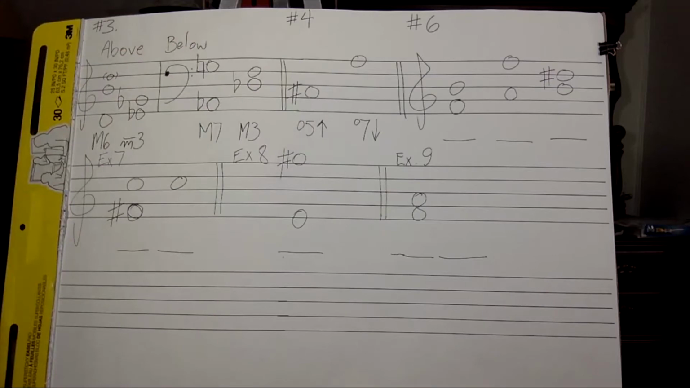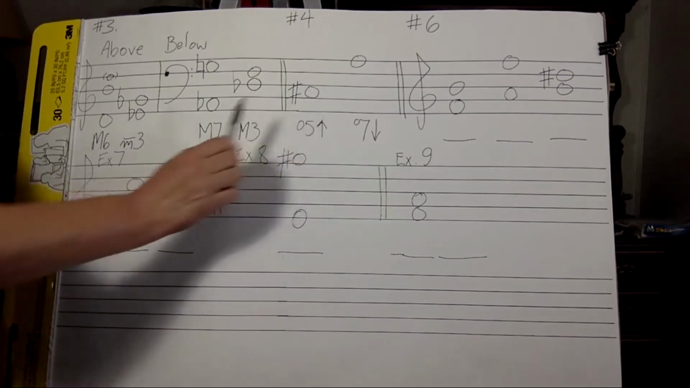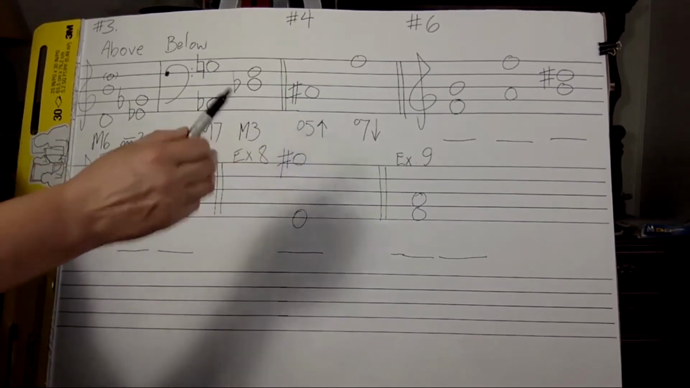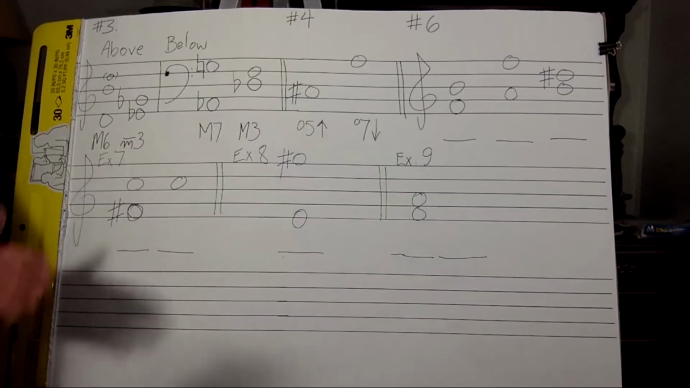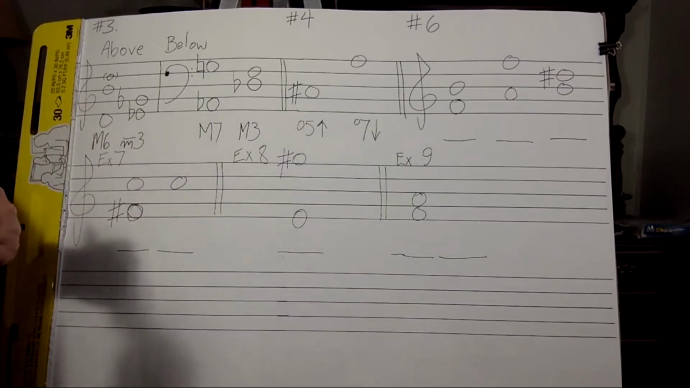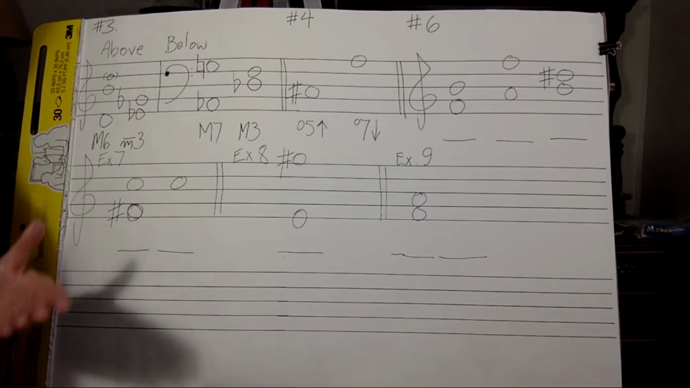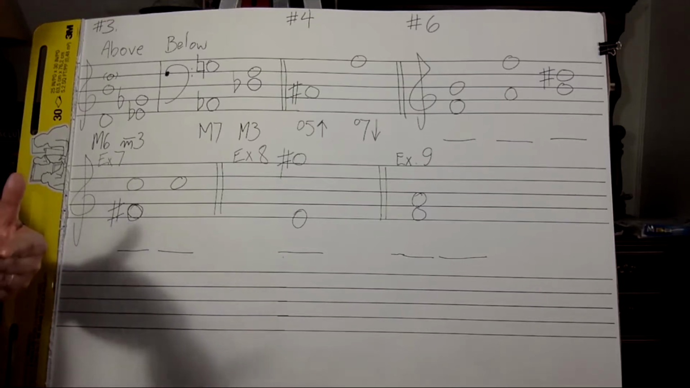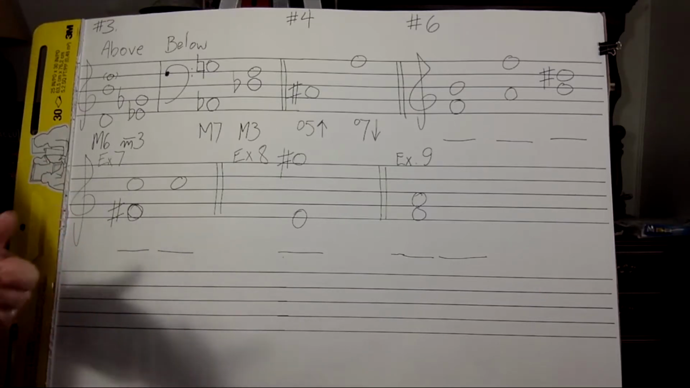Exercise number 4 also asks you to do some interval construction problems, but now we're going to be doing diminished and augmented intervals. My suggestion is that for diminished intervals, you start by thinking about perfect or minor intervals and then make them smaller. For augmented intervals, think about making perfect or major intervals and then make them a half step bigger.